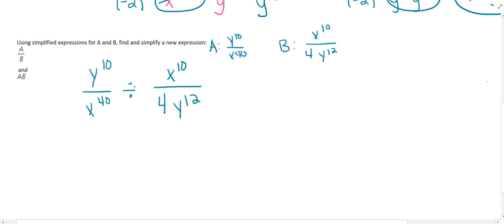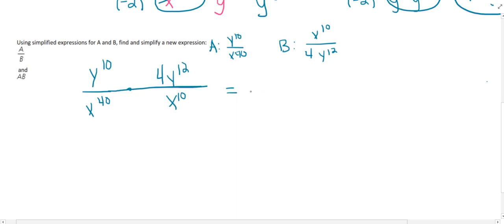Okay, now that these are written next to each other, I can go through and do this. So I'm going to do keep, then I change my division to multiplication. So this changes to multiplication. And then I want to flip my fraction, so I'm going to flip this over. I'm going to have a 4y to the 12th in the numerator and an x to the 10th in the denominator. And then when I'm multiplying, that means I'm working straight across, so I'm just going to extend my line straight across here.